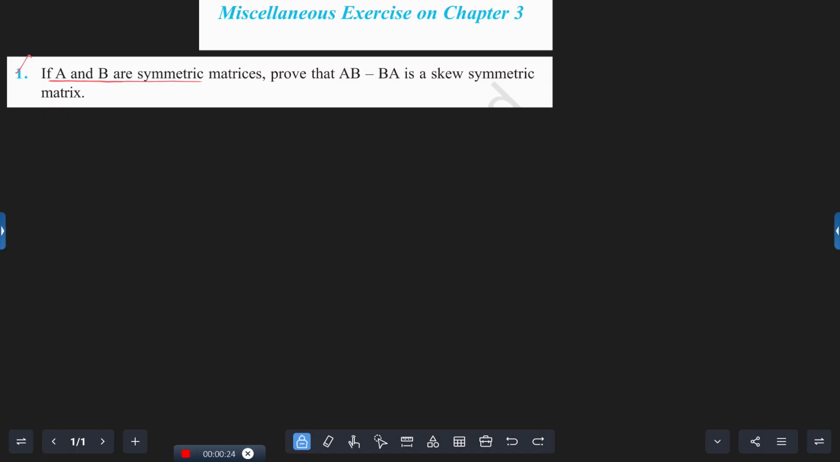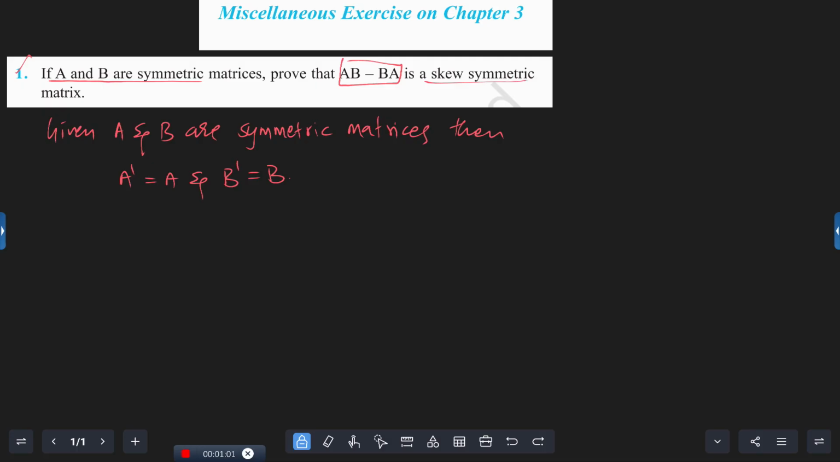So if A and B are symmetric, what is given? A and B are symmetric. So symmetric in the sense, what will be satisfied, you should write. Symmetric matrices, then A dash is equal to A, in the same manner B dash is equal to B. Next, we have to prove that AB minus BA is skew symmetric.